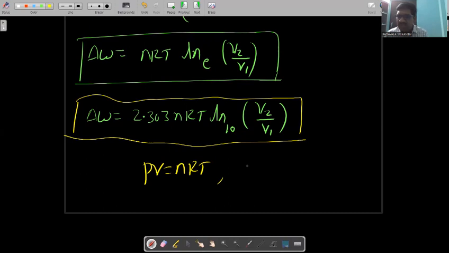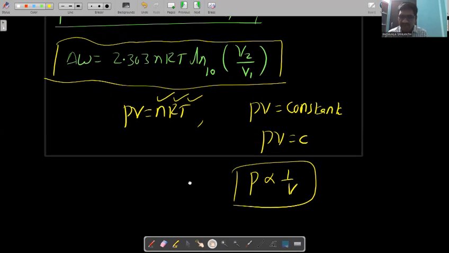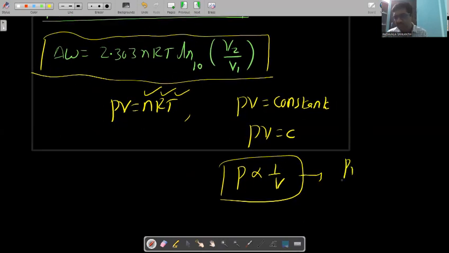Now in this process, n is a constant, R is a constant, temperature is also a constant. Therefore PV is a constant, so I can write PV equals C. That means finally P is inversely proportional to volume. Therefore, from this equation, I can write P1 by P2 is equal to V2 by V1.